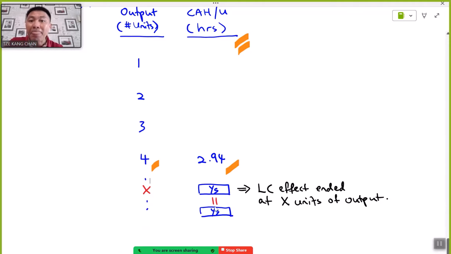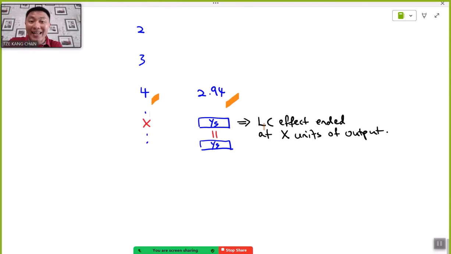until the point where the cumulative average hours per unit, when you move to the next unit, remains the same. Once these two numbers are found to be the same, that means there is no further reduction in the average time spent per unit because the learning curve has stopped there. So looking at the last figure and referring to the quantity of x, we can conclude in the exam that the learning curve effect ended at x units of output.